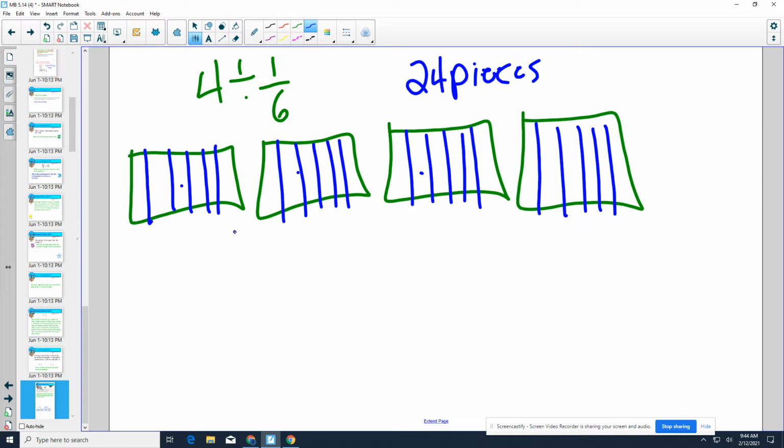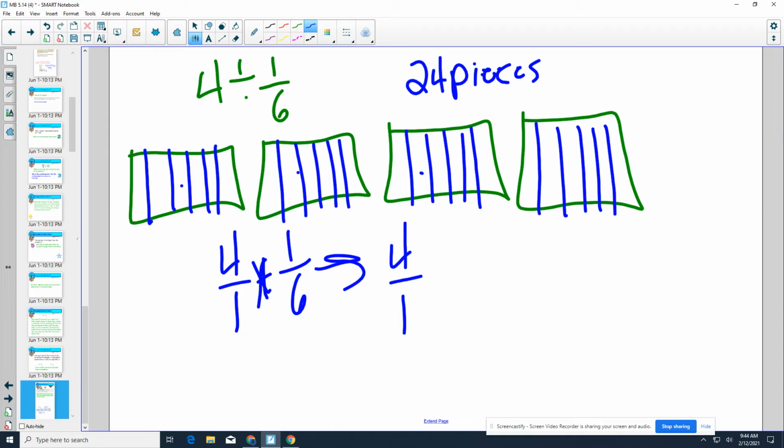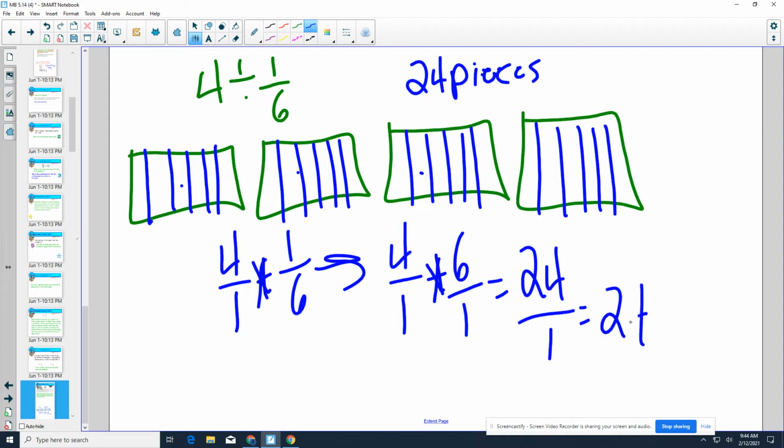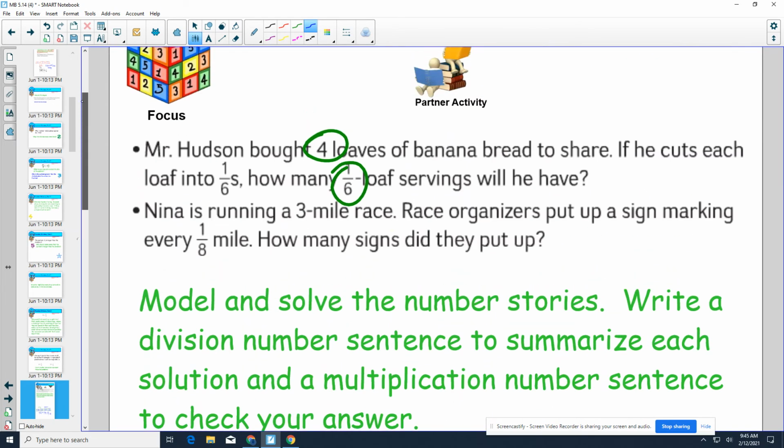Now, I can check that by using the algorithm. So I'm going to put my 4 over 1, and then I'm going to change it to a multiplication problem by multiplying by the reciprocal or flipping the second fraction. And I get 24 over 1, which is 24 divided by 1, which is 24. So using the algorithm and also using my model, both cases I got 24 pieces of bread for the family.